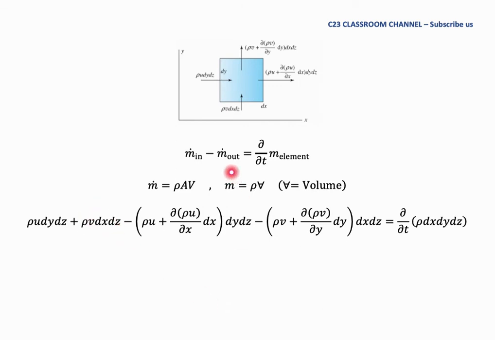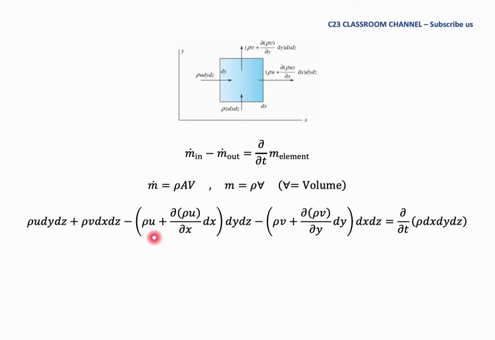Then we substitute the value of mass flow rate at the outlet. So this is the mass flow rate at the outlet for the x direction. We could write it as rho u plus del rho u over del x dx, times dy dz. Here, dy dz is the cross-sectional area. Because our element here is a square or symmetrical control volume, the cross-sectional area is the same as this one, dy dz.